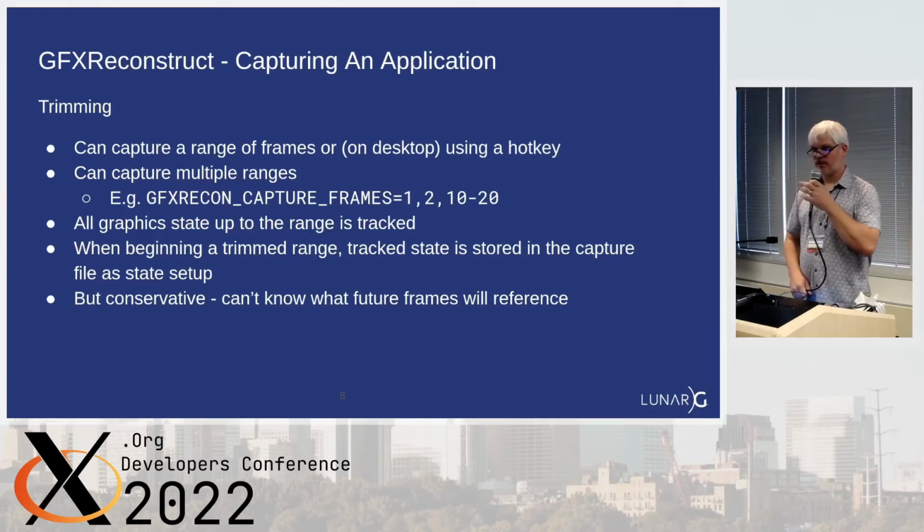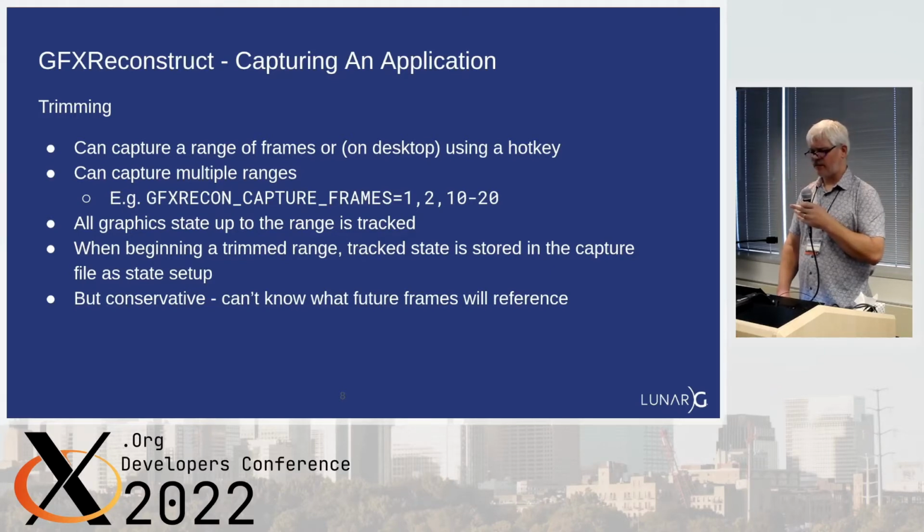We also support trimming. So you don't want to have to capture all of an application or a game and then replay all those frames. You'd rather just play back the frames where there's an issue that you want to review or something that you want to run for regression. So we can capture multiple frame ranges or use a hotkey on desktop systems. On Android, we don't support that yet.